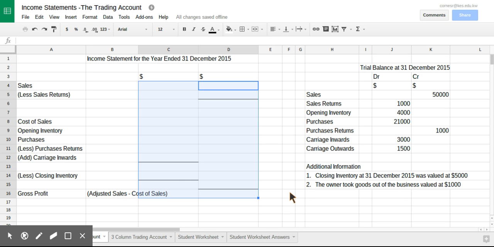The first podcast is going to deal with the top half of the income statement, and you'll also hear this part called the trading account. And the trading account basically looks at how well we trade, so how much we increase the price of the goods that we purchase by when we sell them to our customers.